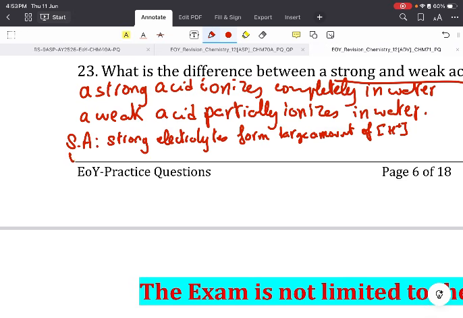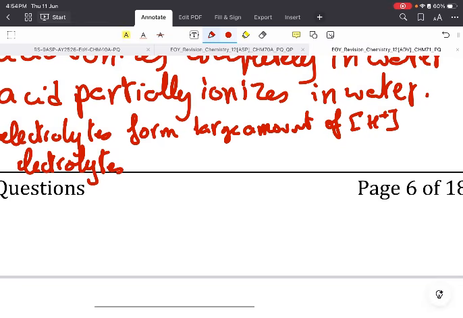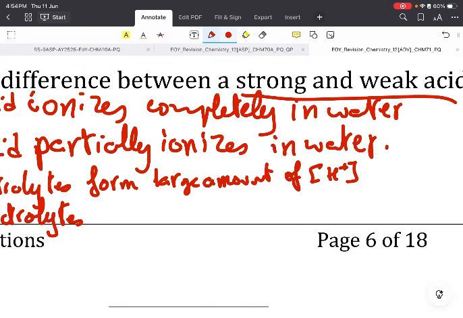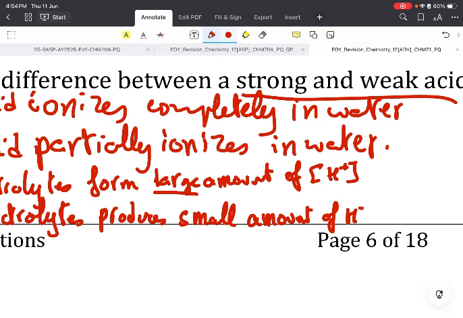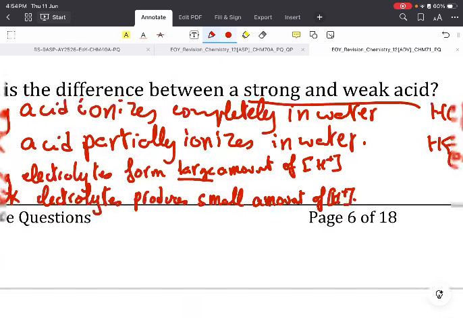Because it fully ionizes in water. Whereas the weak acid is going to have weak electrolytes, and I mean ions, and that's because a strong acid forms a large amount of H plus, and the weak acid will produce a small amount of H plus.